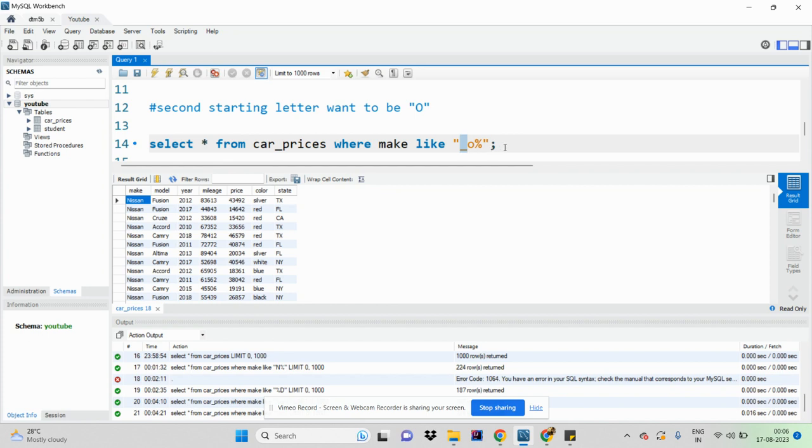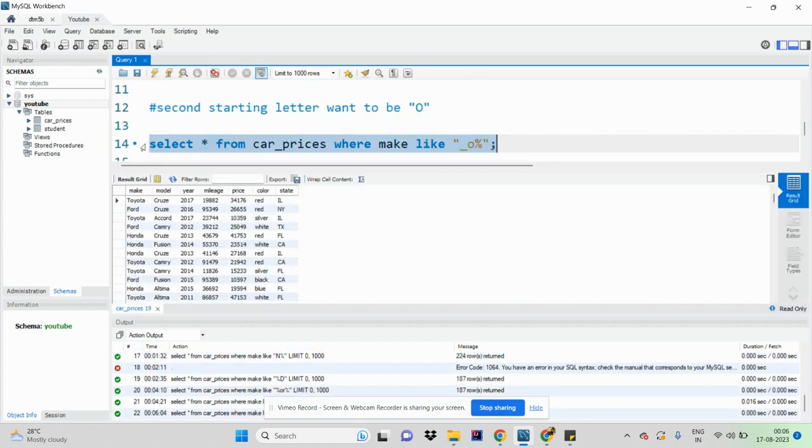So if I execute this, see, Toyota is also coming, Ford is also coming. How? In Toyota, the second letter is O. The first letter can be anything. That is the meaning of underscore. It can be A, Z, 1, 2, 3. It can be anything. But the second letter must be O. After that, it can be any number of characters.